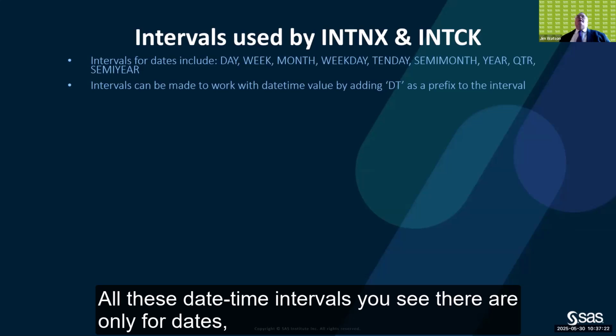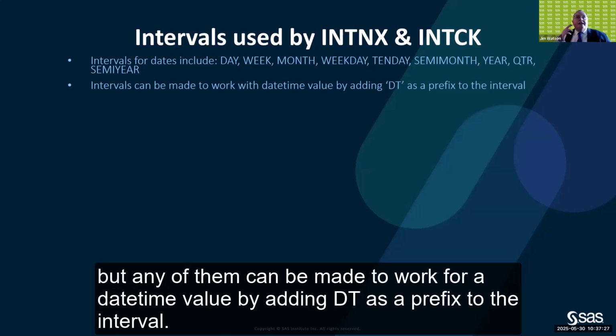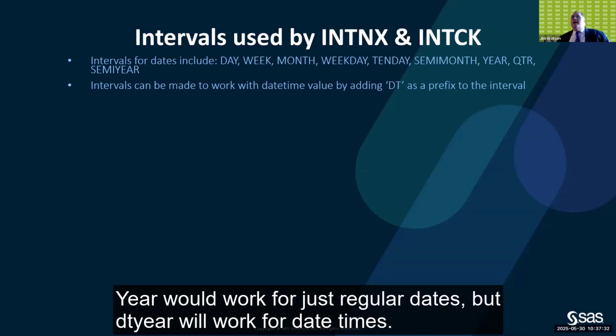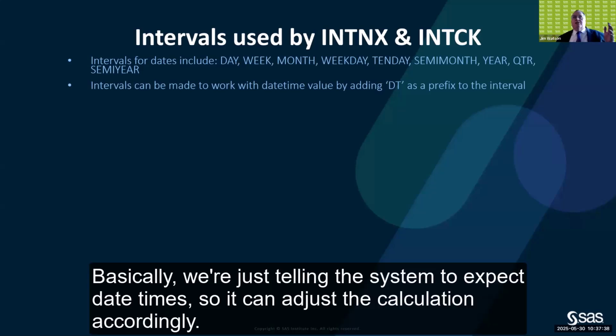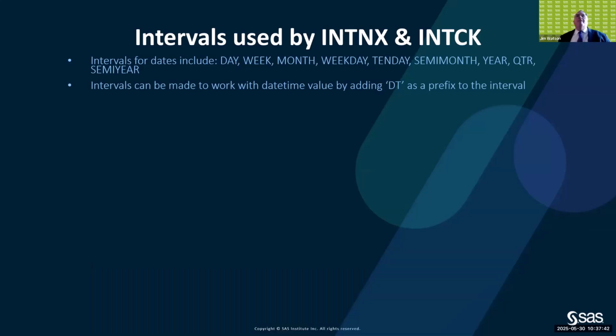All these intervals you see there are only for dates, but any of them can be made to work for a date time value by adding dt as a prefix to the interval. Year would work for just regular dates, but dt year will work for date times. Basically, we're just telling the system to expect date times so it can adjust the calculation accordingly.